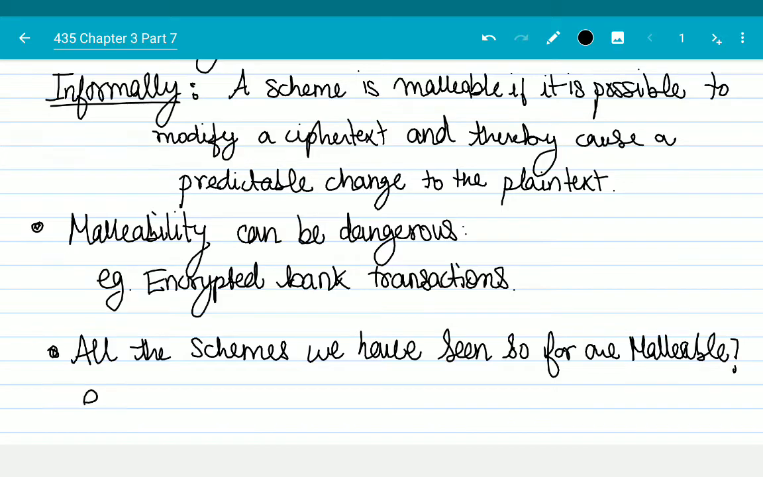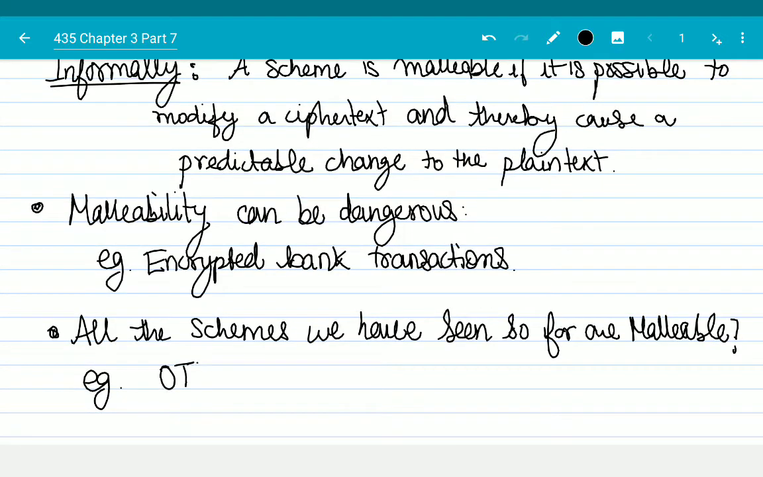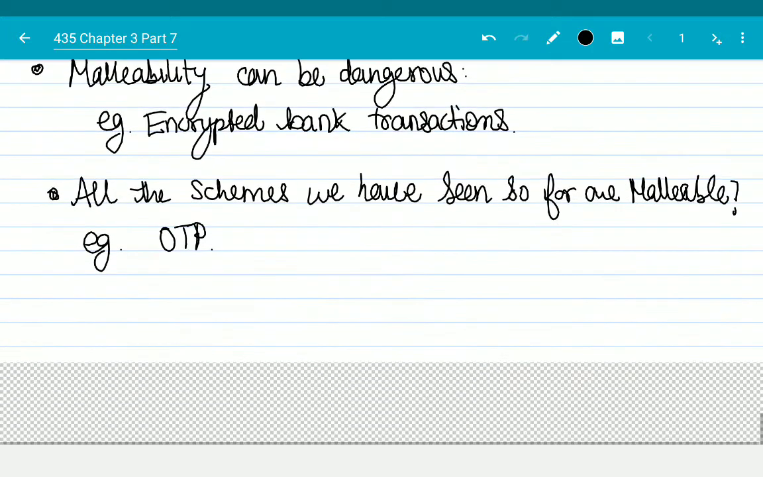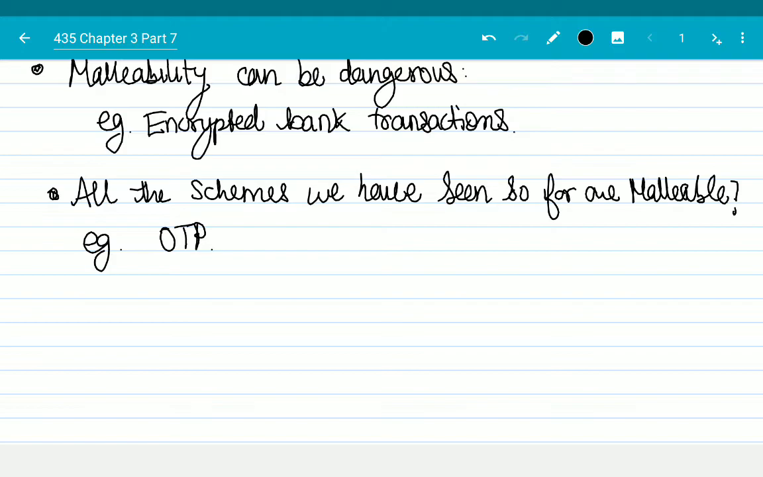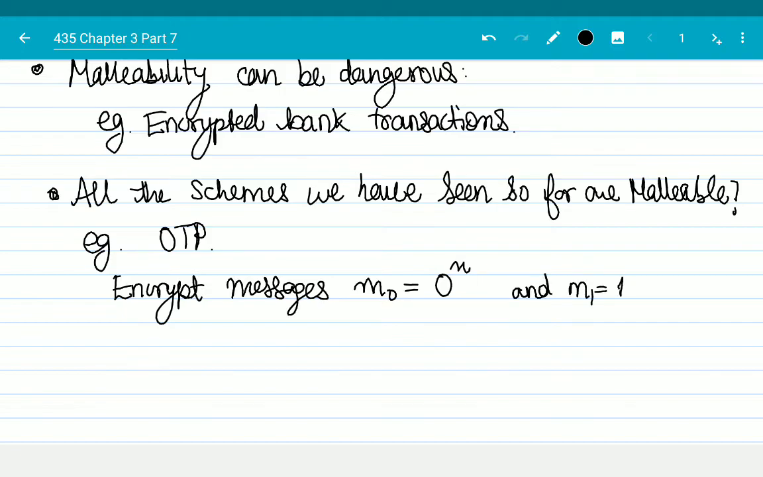For example, take the one-time pad. Even if I take the perfectly secure one, not the pseudo one-time pad, encrypt two messages, M0 equals 0 to the power n, and M1 equals 1 to the power n, and get ciphertext C.